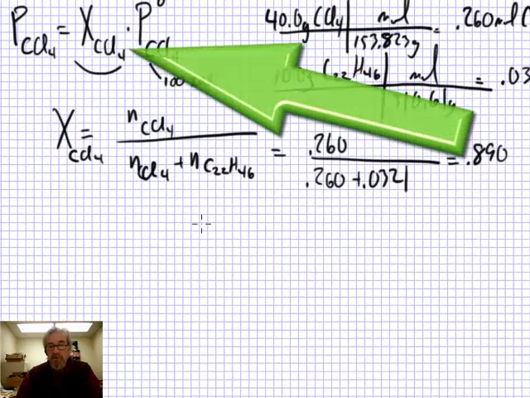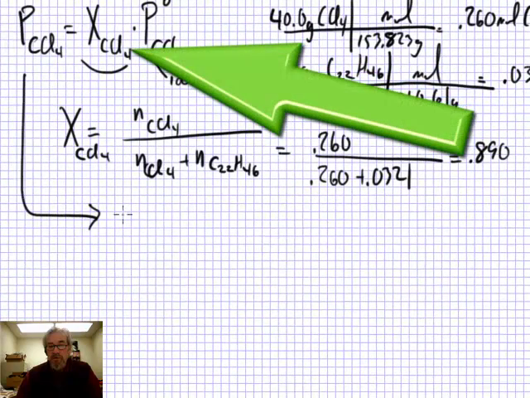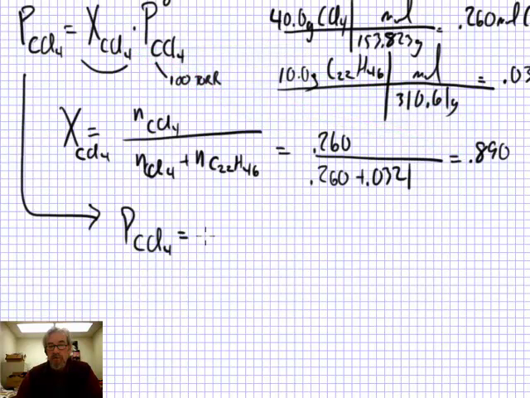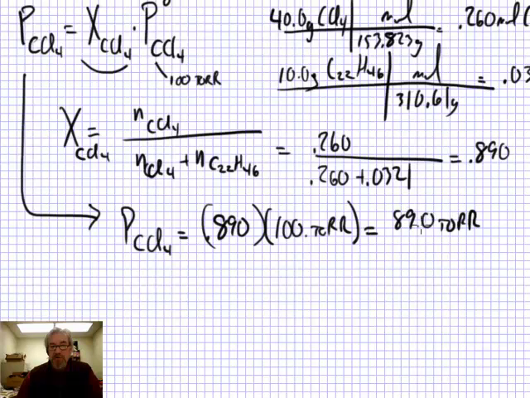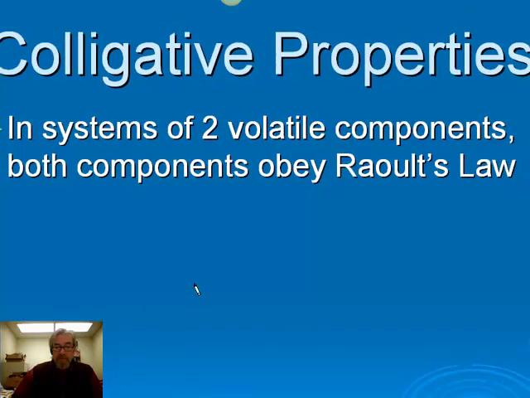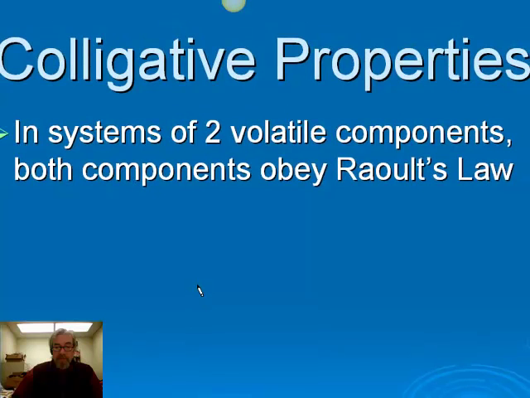So now we'll plug this into Raoult's law and find out what the pressure of carbon tetrachloride will be in this solution. So it's 0.890, that's mole fraction, times the vapor pressure of the pure solvent, the pure carbon tetrachloride, which was 100 torr. And this works out to 89.0 torr. So we can see the effect of Raoult's law here. When the solute is dissolved into the solvent, the vapor pressure is lowered. Now we just looked at Raoult's law for a solute that doesn't evaporate, so like a solid solute that's just going to stay put when you put it in solution.